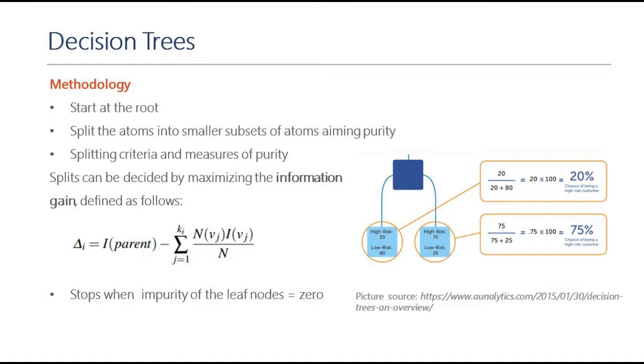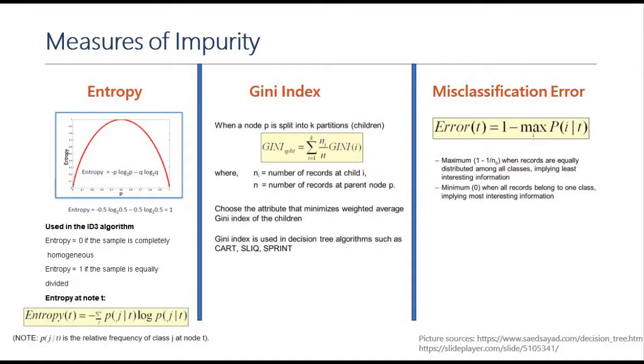Splits can be decided by maximizing the information gain, defined as the formula that you can see, where k_i are values of the attribute i, and N is the number of observations. V_j is the jth partition of the observation according to the values of attribute i. And finally, the capital letter I is a function that measures node impurity. There are different measures of impurity. We can use Gini index, entropy, and misclassification error.